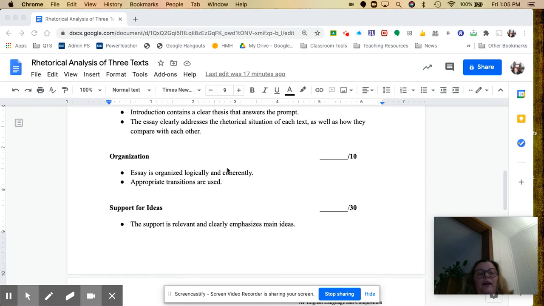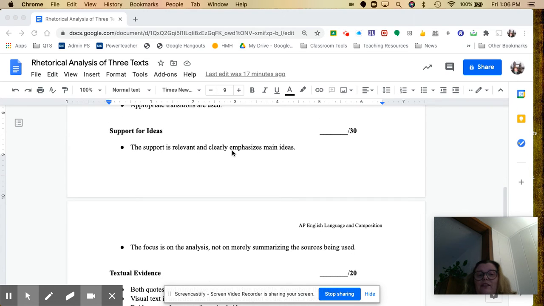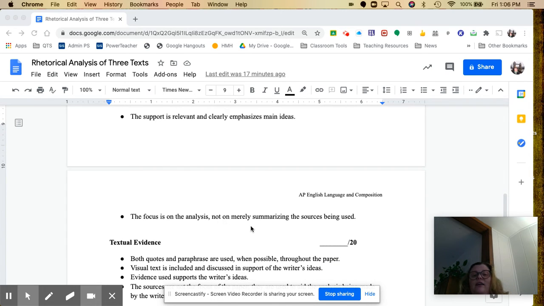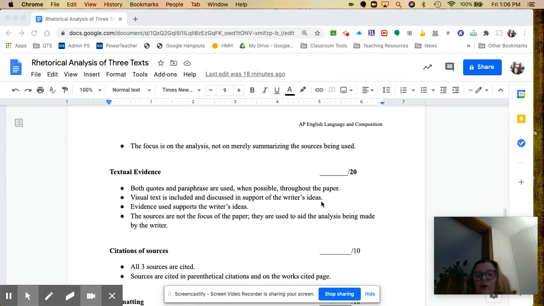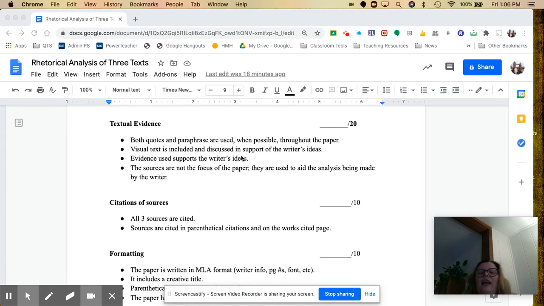That's key, okay? Organization. It's organized logically and coherently. Appropriate transitions are used. It's worth 10 points. Supports for ideas. It's relevant and clearly emphasizes main ideas. It's 30 points. The focus is on the analysis, not on merely summarizing the sources being used. Okay, then the textual evidence is 20 points. So both quotes and paraphrases are used when possible throughout the paper. Visual text is included and discussed in support of the writer's ideas. Evidence used supports the writer's ideas, and the sources are not the focus of the paper. They're used to aid the analysis being made by the writer. Okay, so you're not basically summarizing the texts, you're analyzing them.